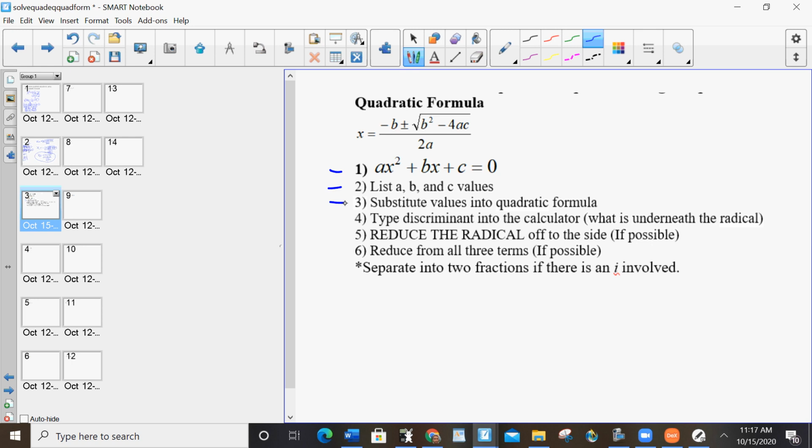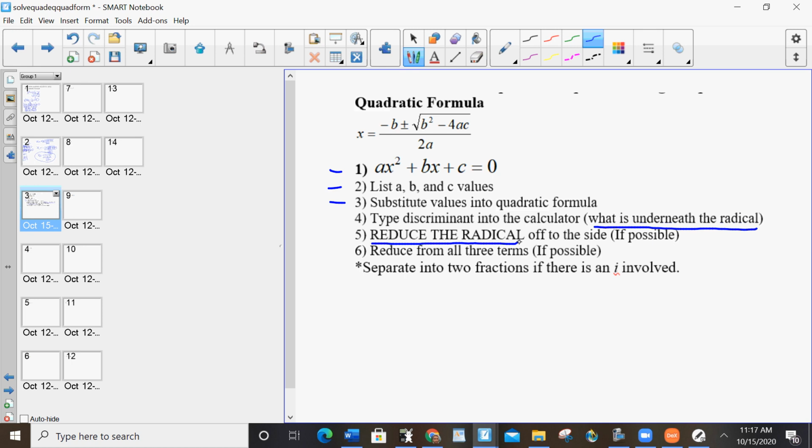Type the discriminant. We don't really need to be too familiar with that term. Type what's underneath the radical into the calculator. Then reduce the radical. This is where students tend to get messed up. Off to the side, if possible. We couldn't do that in this example, so we're done at step 4.